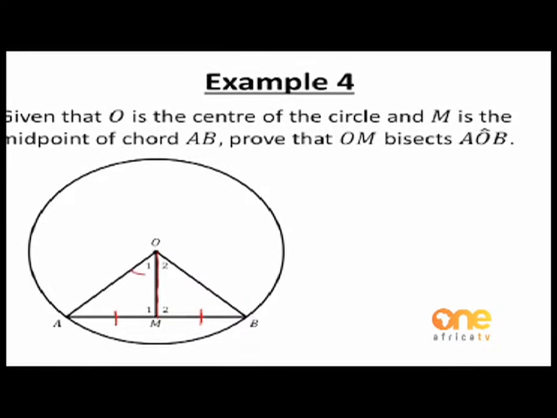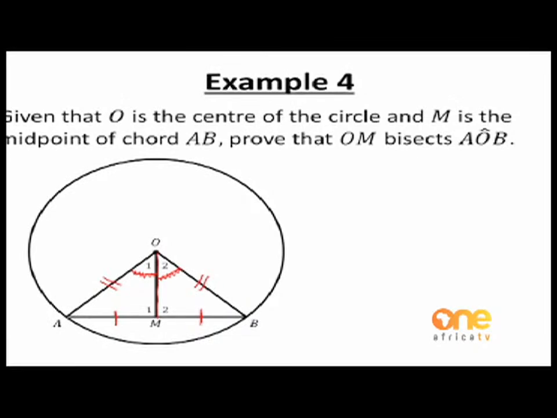In other words, angle O1 must end up being equal to angle O2. Well, how are we going to prove this? Well, to start with, we know that since O is the center of the circle, line AO and line OB must be equal. Why? Well, if you look closely, you'll notice that both of them are radii.